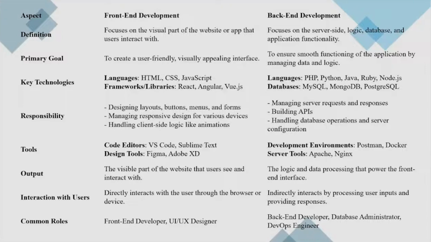And here the output is the visible part of the website that the user sees and interacts with. That is the output of the front end. And what is the back end output? The logic and data processing that powers the front end interface. So suppose when we enter a username and password and submit it, the data is submitted to the server, and the logic will check in the database whether that particular username and password match. If it matches, it will authenticate and log in, and give access to their data.